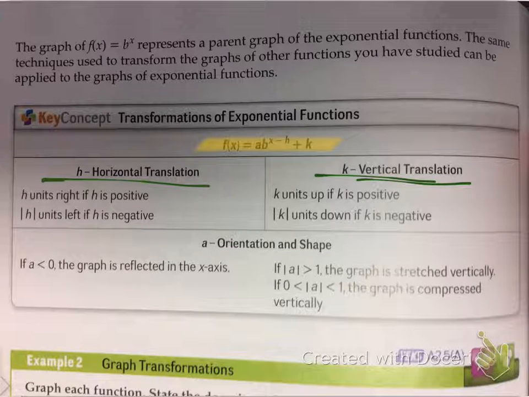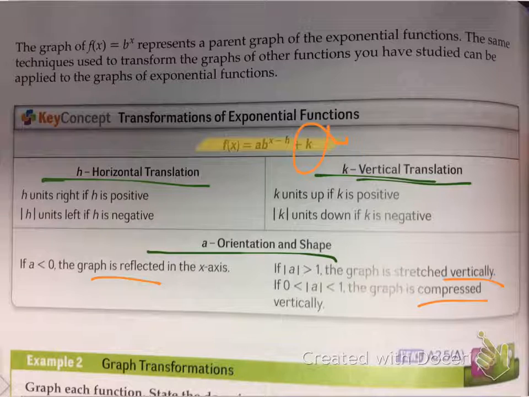Here are my different types of transformations. A is going to be the vertical reflections, or vertically stretching and compressing, so stuff that we've talked about before. If I want to move up or down, I'm using k. And if I want to go sideways, I'm using h. And always think about it the opposite, because that one's like it's in parentheses. So let's look at an example of that.